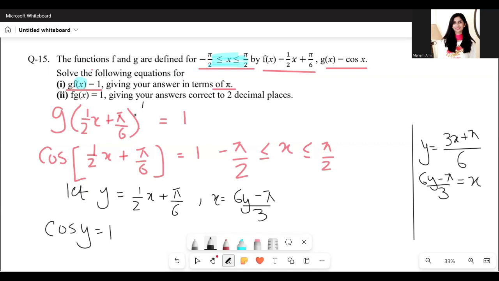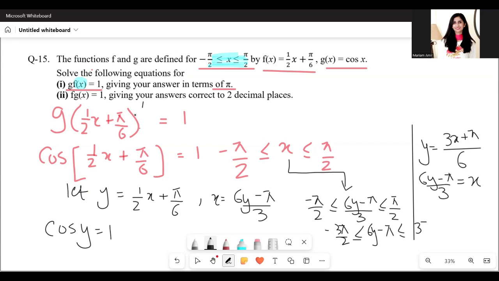Next, we're going to replace x with 6y minus pi upon 3 in the domain. First, we're going to send 3 to the other side. So we get minus 3 pi by 2, sorry, minus 3 pi by 2 less than 6y minus pi less than 3 pi by 2.